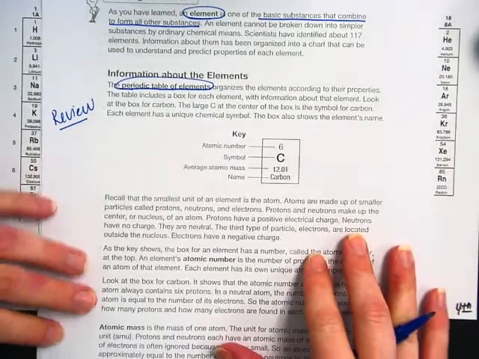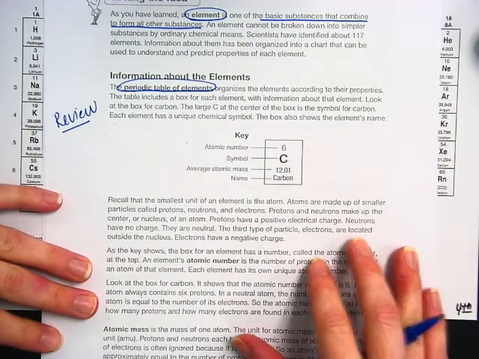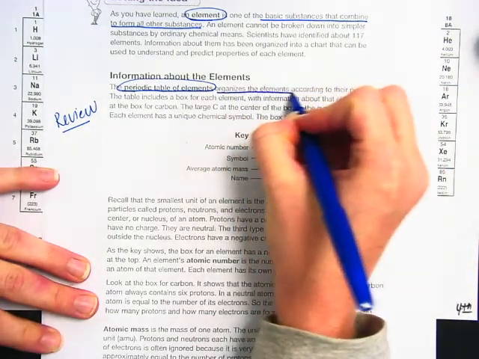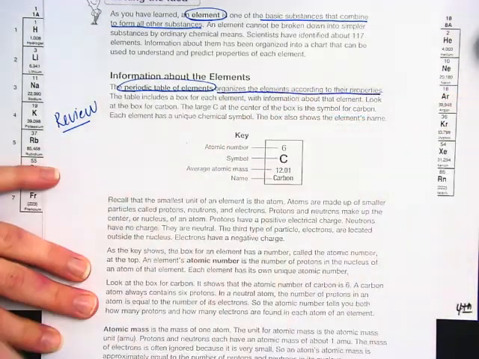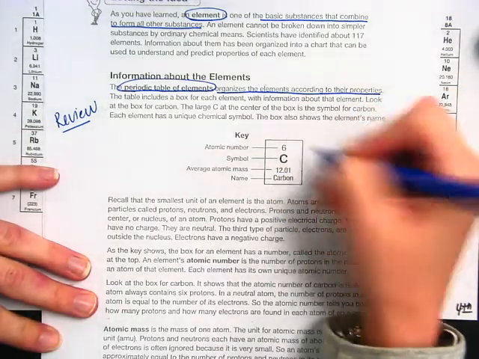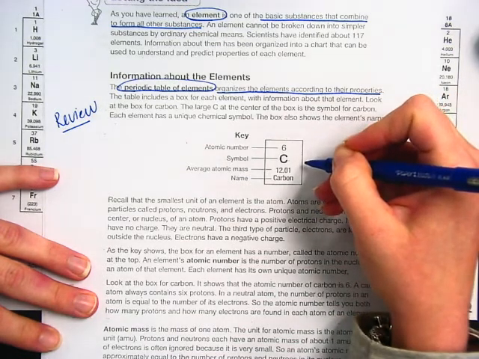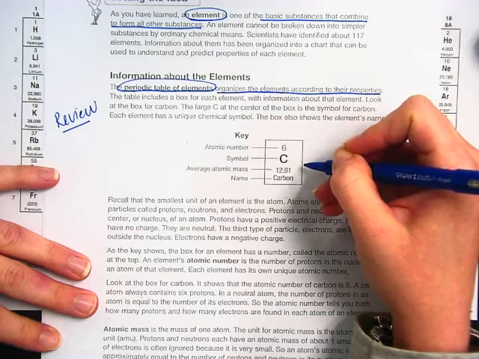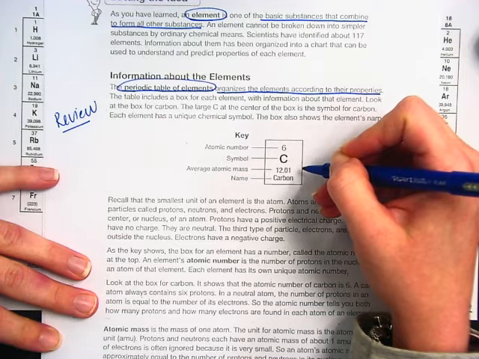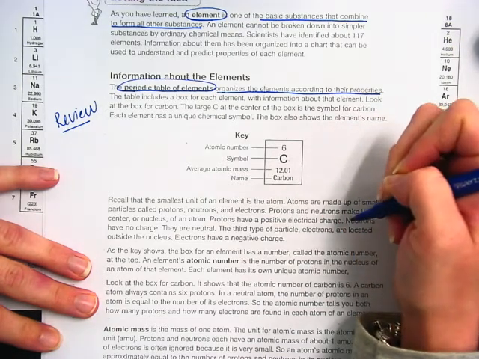Okay, so as a review, let me read it to you quickly here. The periodic table of elements organizes the elements according to their properties. Go ahead and underline that. It organizes them according to their properties. The table includes a box for each element with information about the element. Look at the box for carbon. The large C at the center of the box is the symbol for carbon. Each element has a unique chemical symbol. The box also shows the element's name.